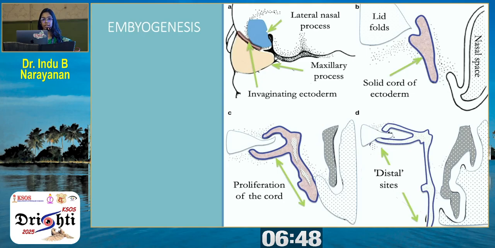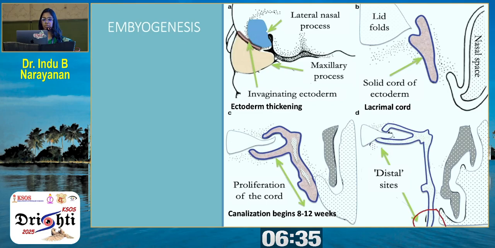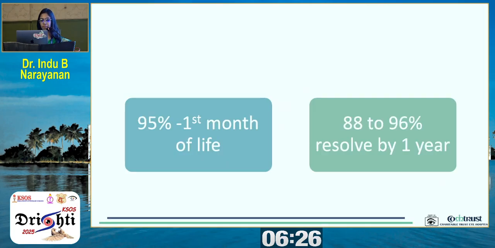It's also very important to understand the embryogenesis. A few words: it starts with an ectodermal thickening to form the lacrimal cord. The lacrimal cord canalizes, and it is very important to understand that the distal site, that is the valve of Hasner, is the last to canalize. So in around 60 to 70% it is imperforate at birth. This imperforation clears by the first month of life in about 95% of the cases and 96% by 1 year. That is why the age of 1 year is very important.